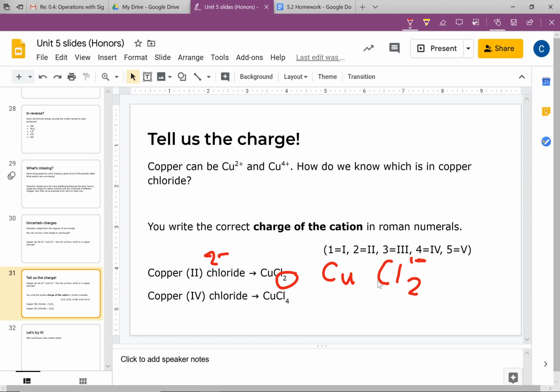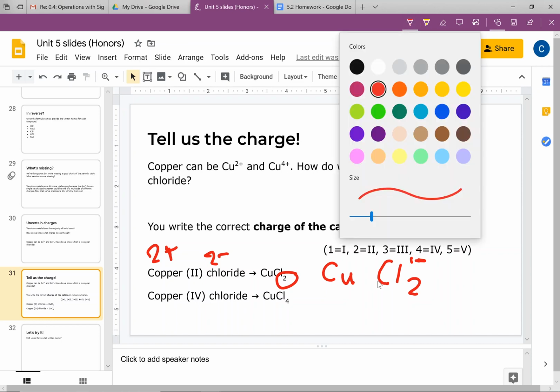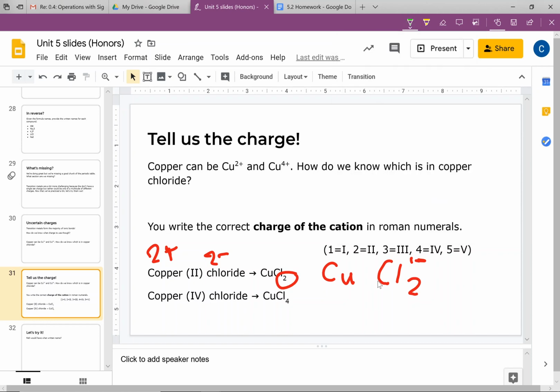So, in order to balance that, how many charges do we need on the copper? Well, 2 minus, getting to 0 would be 2+. So then here's what happens. To note that copper is 2+ here, we put it in Roman numerals in parentheses on the inside of that. So we say copper 2 chloride. Copper has a 2 positive charge.